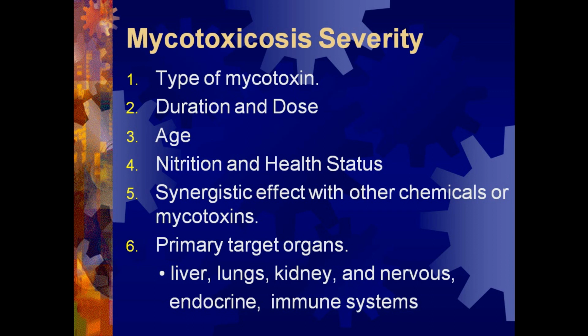Or there is a synergistic effect with other chemicals or mycotoxins. So for example, ochratoxin and aflatoxins will have synergistic effects if they are mixed together, which makes the severity of mycotoxicosis increase. And then the primary target organs: in all mycotoxins, mainly they will affect the liver and kidney. However, there are also some other mycotoxins which can affect the lungs, nervous system, endocrine, and also immune systems. But in our experience, the liver, kidney, and immune system are the most affected organs due to mycotoxicosis.